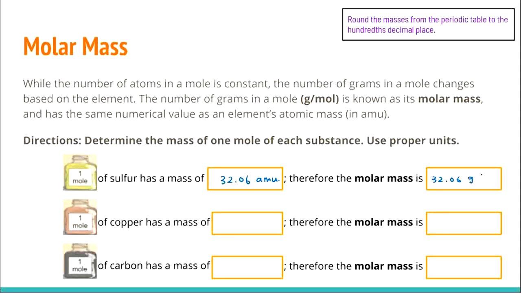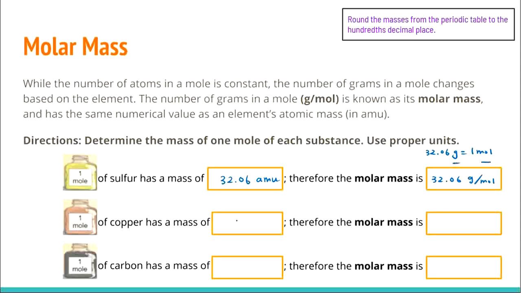32.06 grams per mole. So the molar mass is the mass of the substance that is equal to 1 mole of that substance. So when we write grams per mole, this is actually saying that there are 32.06 grams that is equal to 1 mole of sulfur. Okay, so grams per mole.